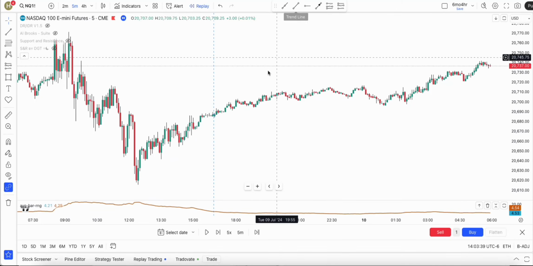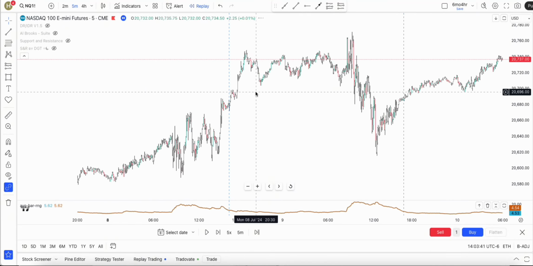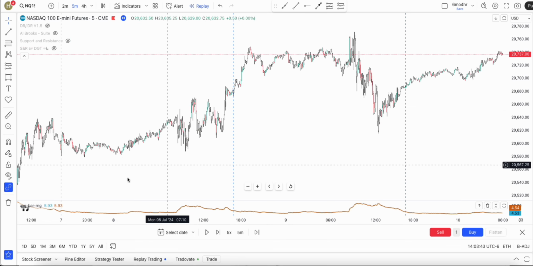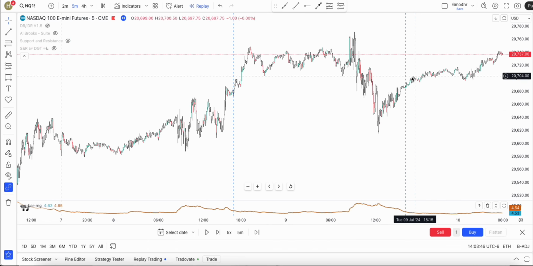Okay, let's see what's going on. I'm going to zoom out and take a look at this. So we overall are in an upward trend.